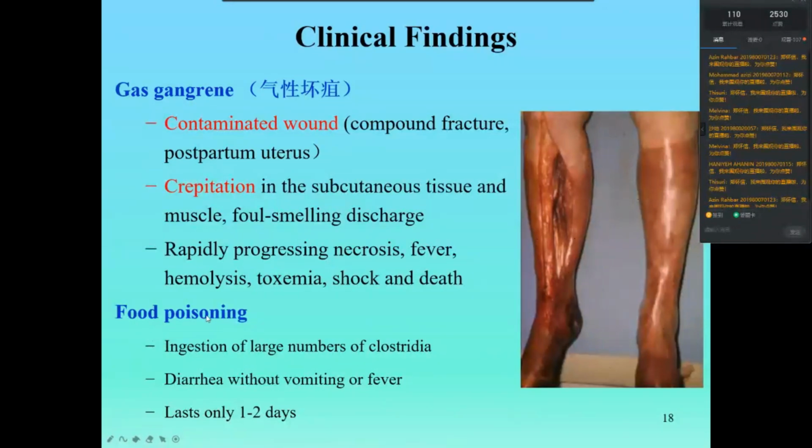Another one is food poisoning. We introduced that they can produce enterotoxin, and once you ingest the bacteria, it can cause infection in the digestive tract and can cause diarrhea, but without vomiting and fever, and that will last for about a couple of days. But it's not life-threatening if it's ingested.